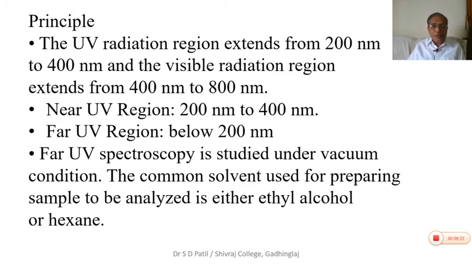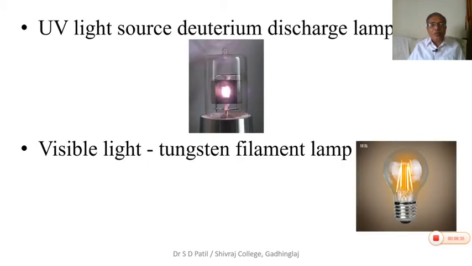Far UV spectroscopy is studied under vacuum conditions. The common solvent used for preparing samples to be analyzed is either ethyl alcohol or hexane in this particular spectroscopy.